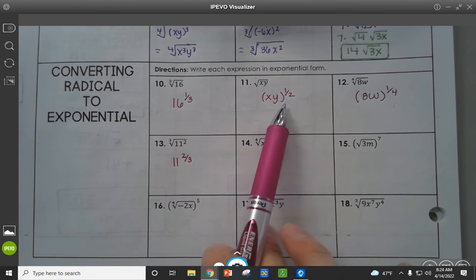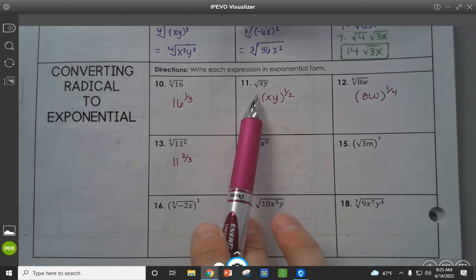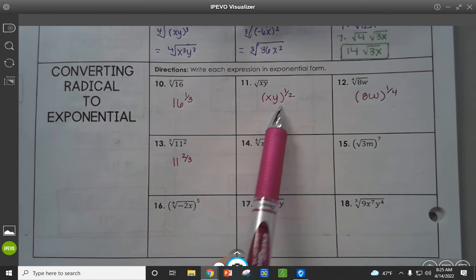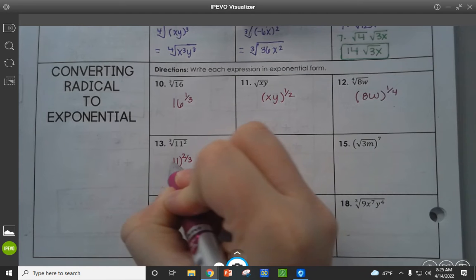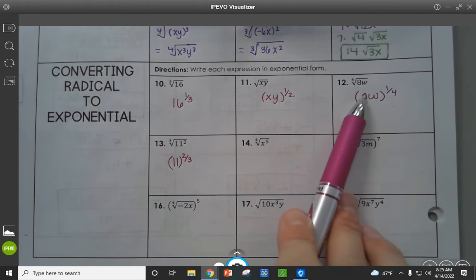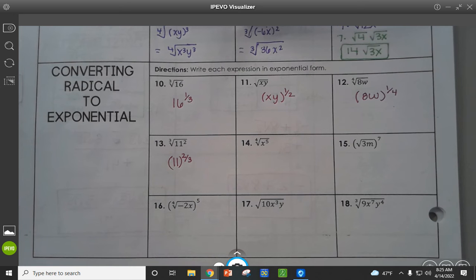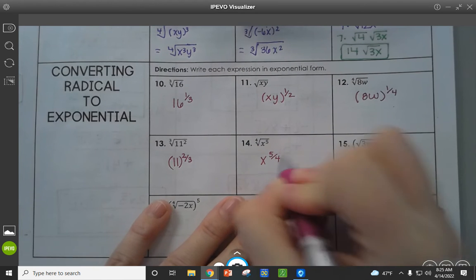Now you'll notice on 11 and 12, I did put these things in parentheses because you have an x and a y. If I don't put the parentheses here, it would look like I'm doing x times y to the 1/2. When there's just an 11, you could put that in parentheses, but you don't necessarily have to. But when you've got a number and a variable, or two variables, you definitely need to put that in parentheses. Number 14. Any ideas on this one? x to the 5/4. Yep. x to the 5/4.